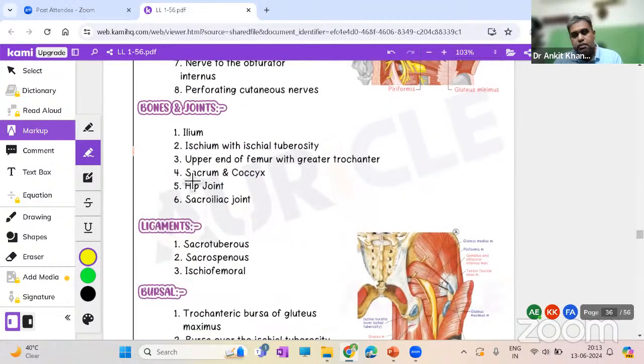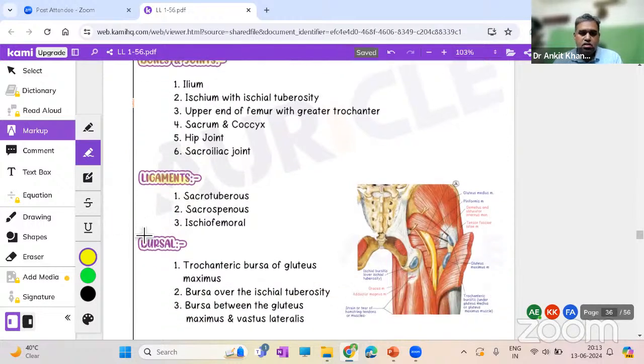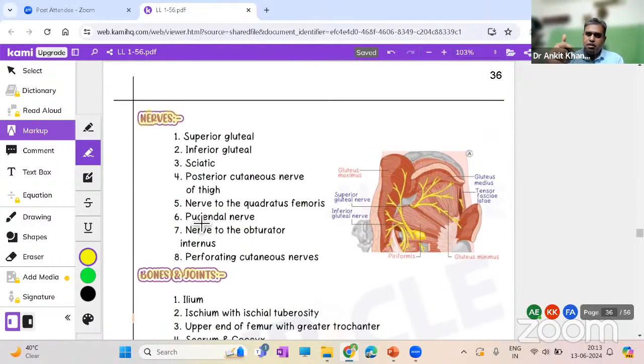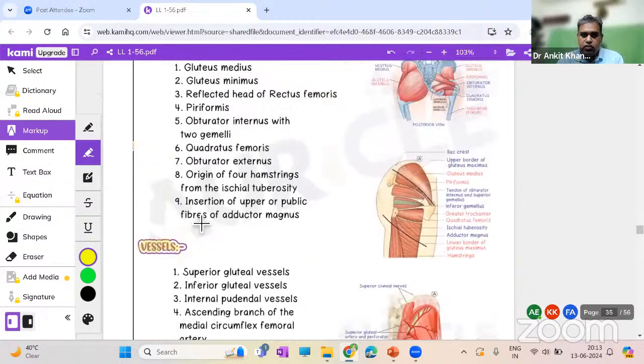Then more deep, if you go, you will find some bones, joints, as well as some ligaments. If the joints are there, there is also going to be a bursa. So just remember two major things: there are muscles and related structures, and there are joints and related structures. When you think of muscles, you automatically think of nerves and vessels. When you think of joints, there will be a capsule, there will be ligaments, and obviously the bones that form the joints.